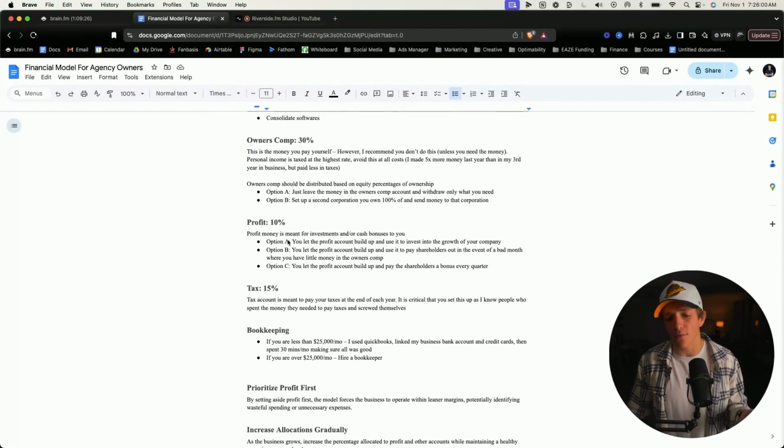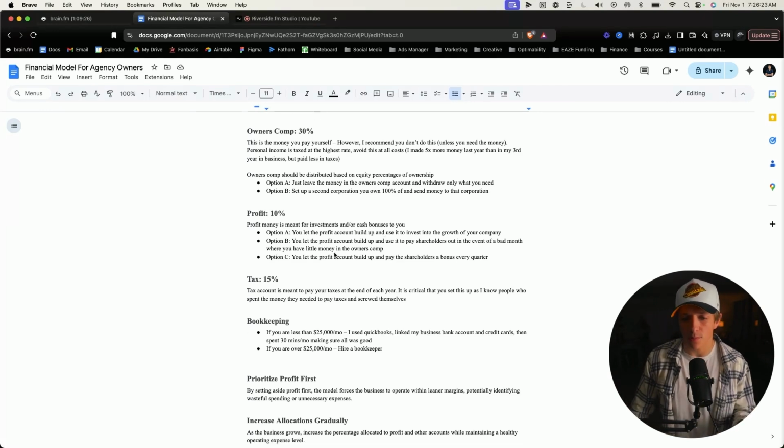Next thing is the profit account. So profit money is meant for either investments and/or cash bonuses to you. So you have 3 options here with the profit account. Option A is you let the profit account build up and you use it to invest into the growth of your company, right? So that profit account is 5K, 10K, 20K, 30K, 40K in it. And you can use that to invest into the growth of your company. You can use that to look for mentors, whatever that case may be.